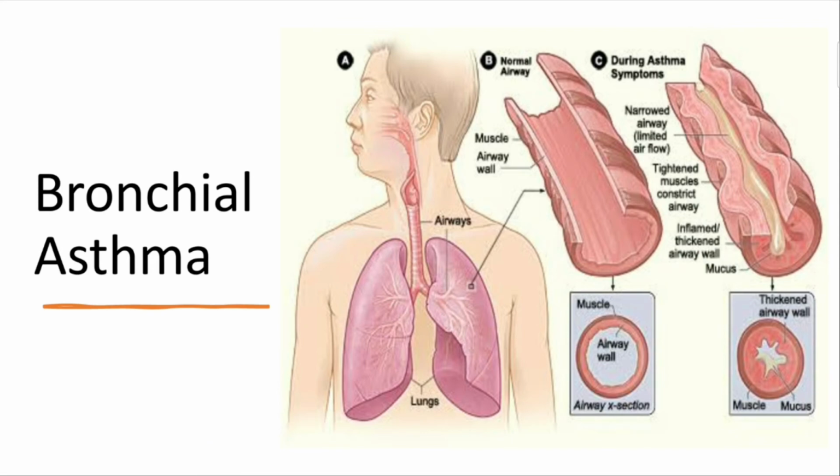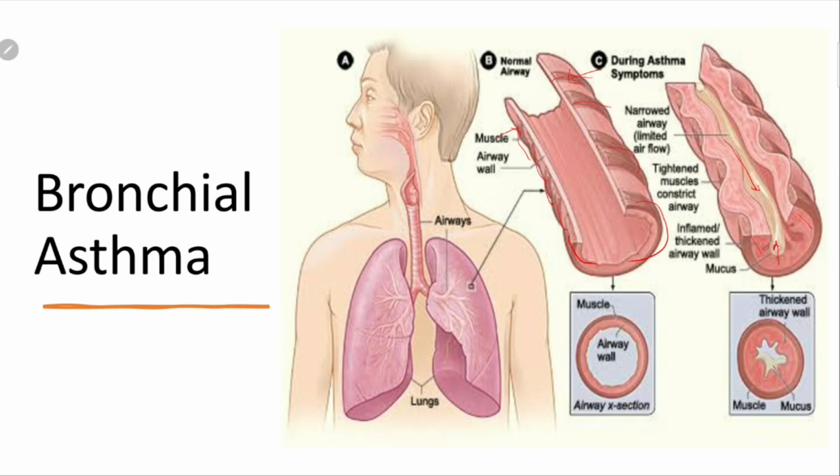Moving on to bronchial asthma. It is a common disease with respiratory symptoms. It occurs due to bronchospasm, or spasm of the smooth muscles in the wall of bronchioles, that reduces the diameter of bronchioles. Here you can see these are the muscles in the lungs surrounding the bronchioles, and when these muscles contract there is bronchospasm, there is narrowed airway, and there is limited airflow, inflamed thickened airway wall, and there is mucus present here.